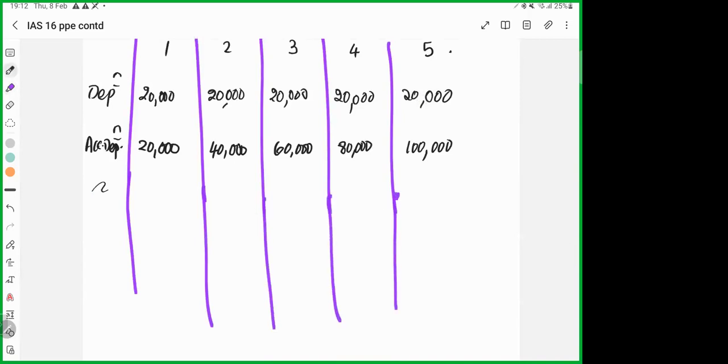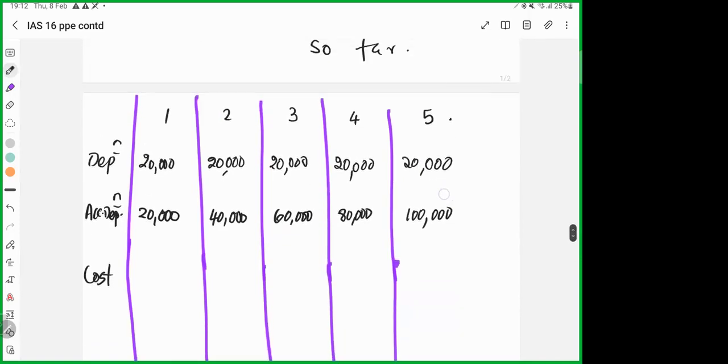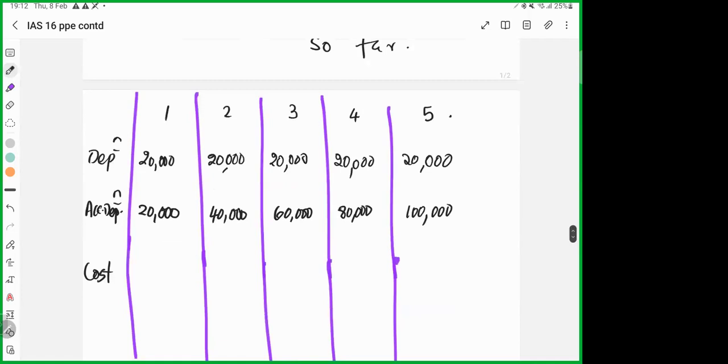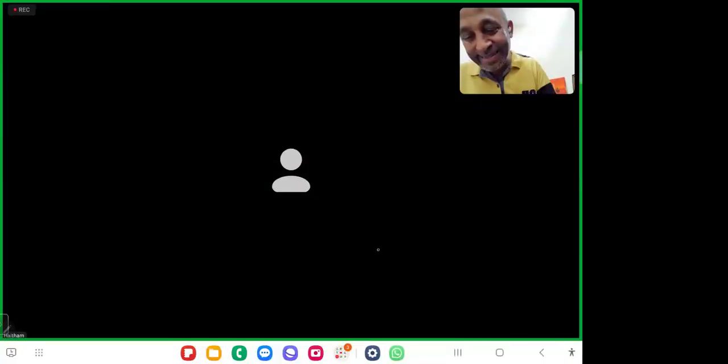Now, what do you think the cost is in year one? How much is my cost? Your cost will be, we said 105 will reduce by 20.